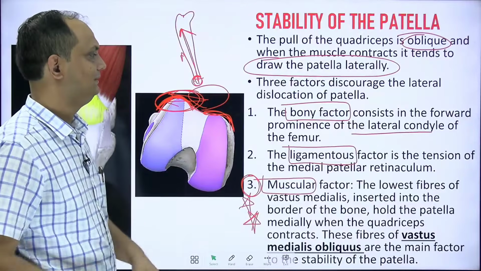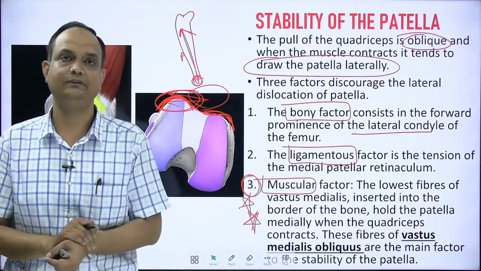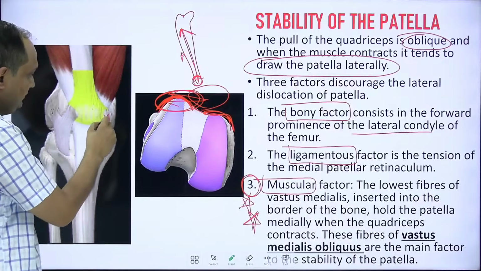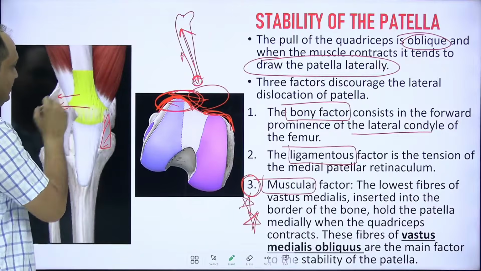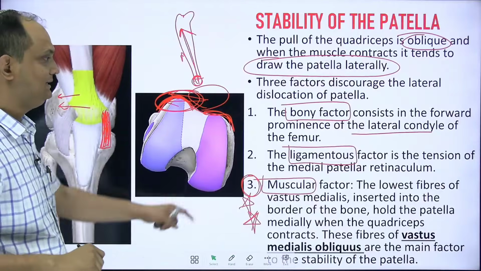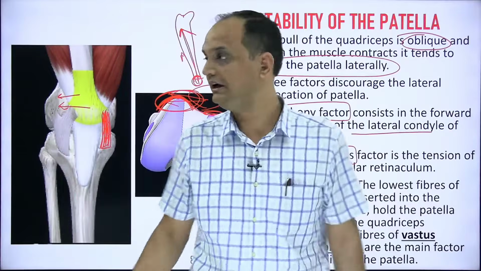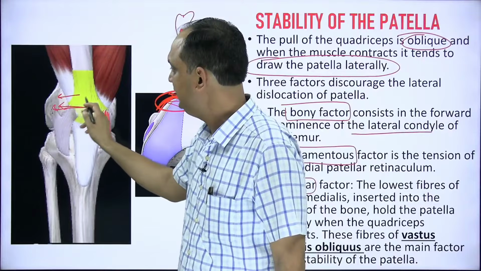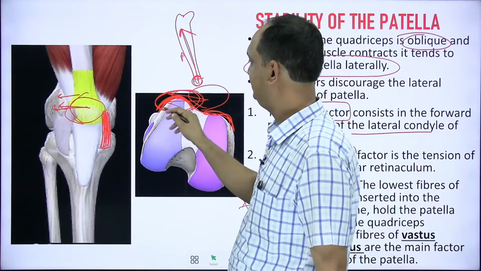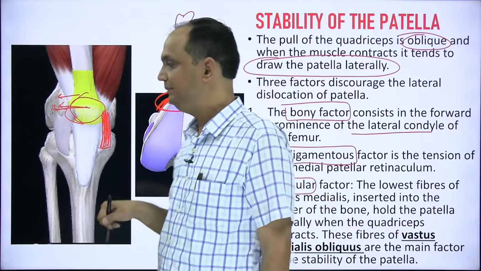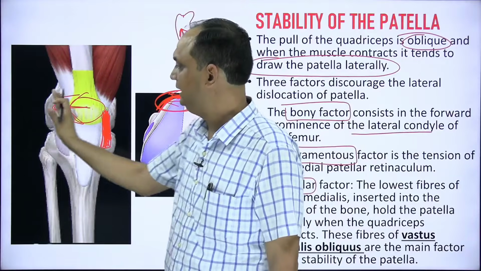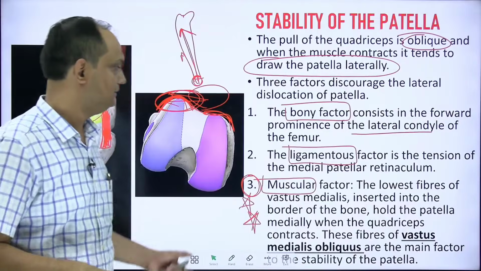The second is the ligamentous factor. What is the ligamentous factor? You have the medial retinaculum here. When the patella is pushed to the lateral side, stretching occurs in this medial retinaculum, and that stretching, or the tension in the medial retinaculum, prevents the displacement of the patella towards the lateral side. So, one is the bony factor, that is the prominence of the lateral condyle. Second is the ligamentous factor, that is the medial retinaculum stretching or tension preventing the lateral displacement of the patella. Third is the muscular factor.